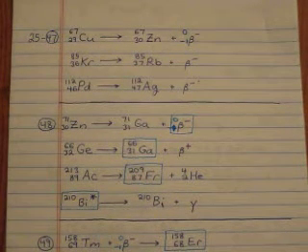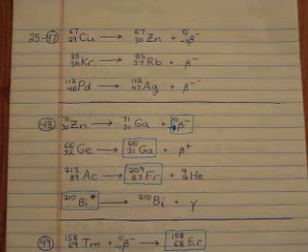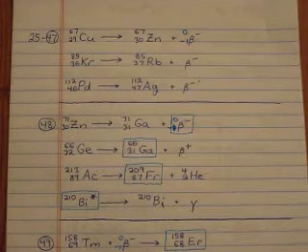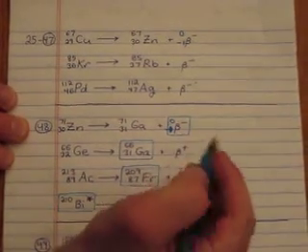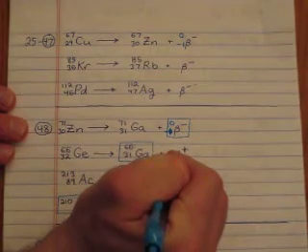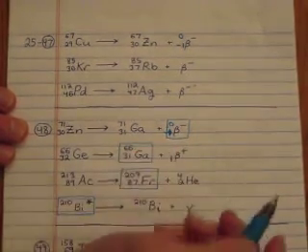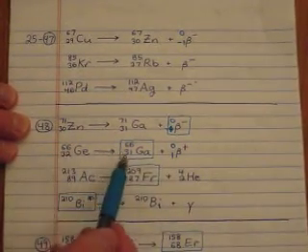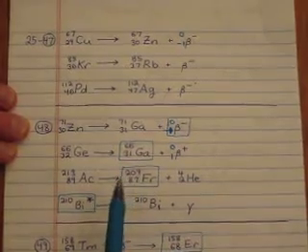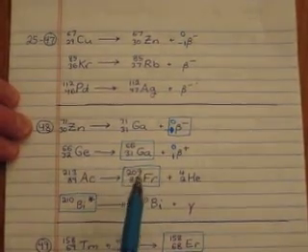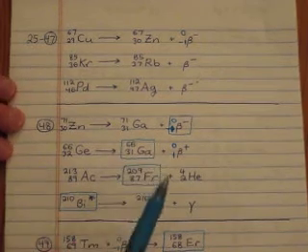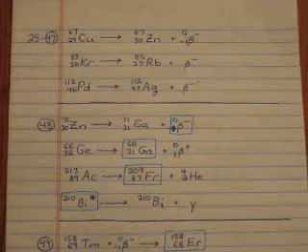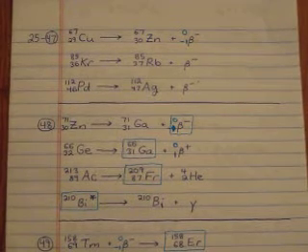For the next one, we have germanium 66. And what's it going to decay into? Well, we see that this is a positron, which has a charge of 1 and a mass of 0. So to fill in the blank, we say 32 equals what plus 1? 31. And that's going to give us gallium. 66 equals what plus 0? 66. So we have gallium 66.